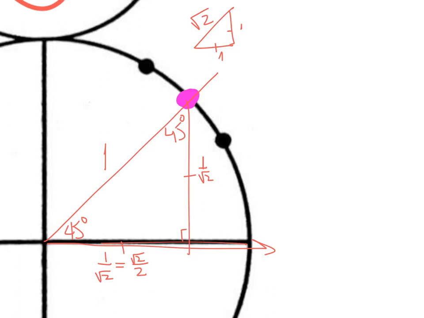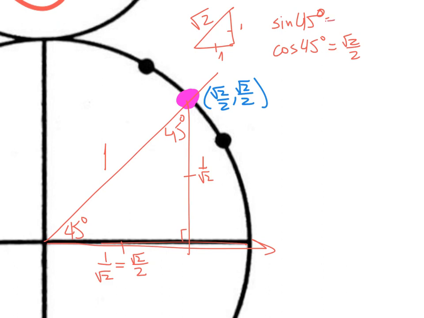Since the base of this triangle represents the x-coordinate, that's going to be square root of 2 over 2. And the height of this triangle represents the y-coordinate, so that would be square root of 2 over 2 as well. The nice part about the Radiant Snowman is that now that I have this ordered pair, we can identify the sine of 45 degrees and take a look at the cosine, because we already found out that at every point on the unit circle, the x-coordinate is the cosine and the y-coordinate is the sine.